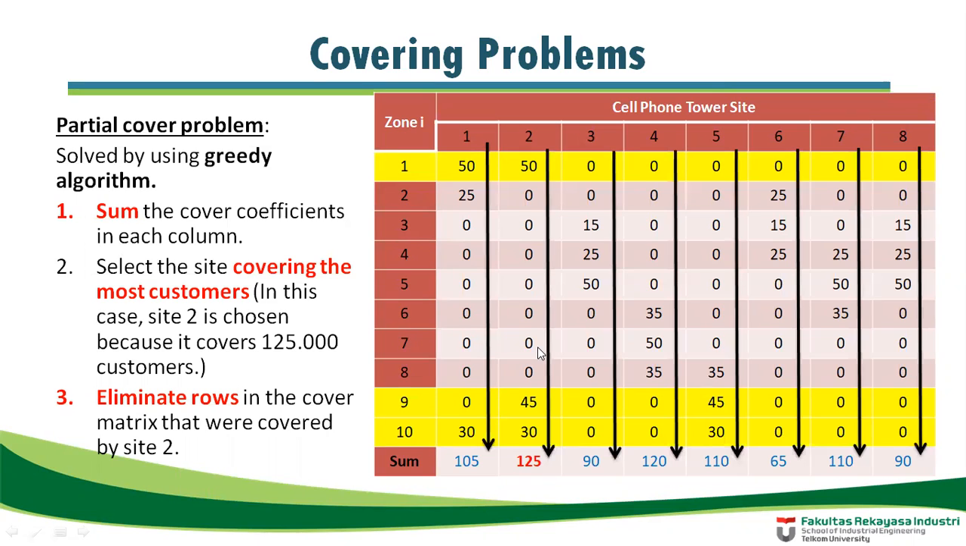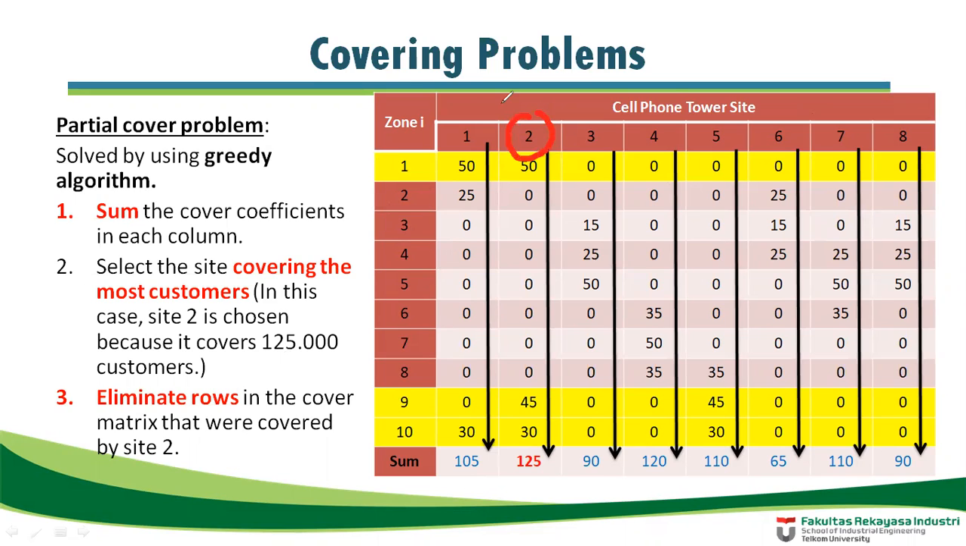And after that, find the largest one. It means it covers many customers. So if the facility could serve many customers, it should be prioritized to be built immediately. So we can see that tower number 2 is the first solution to be built, and the remaining zones should be served by another tower, which can be found in the next iterations.